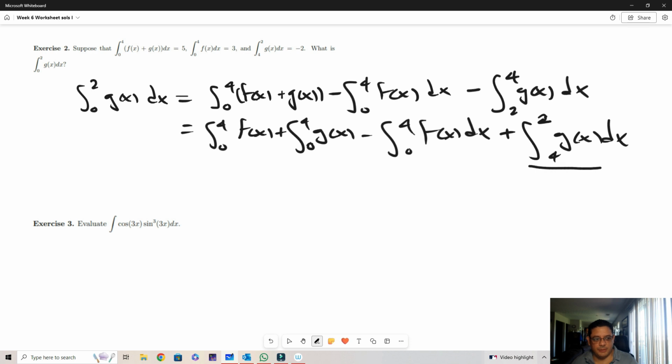I have the information about this. This is minus 2. I'm going to have information about this one. This is 3. And I'm going to have information about this whole thing, which is 5. So at the end, this is 5 minus 5, and it's going to be just 0. Again, notice that the important thing is that I'm able to write the integral from 0 to 2 as a subtraction of different elements in here with the information that I have been given.